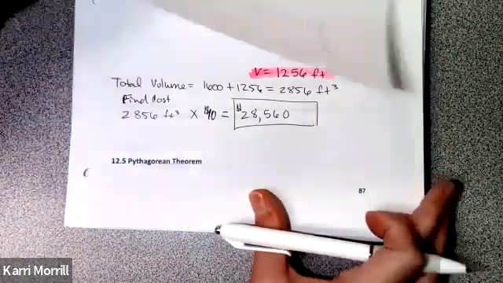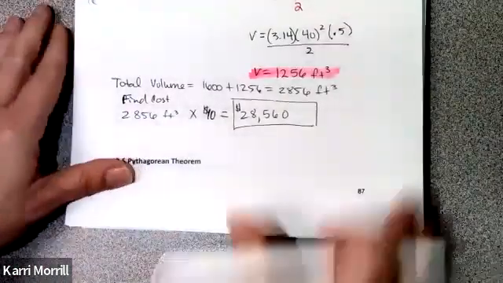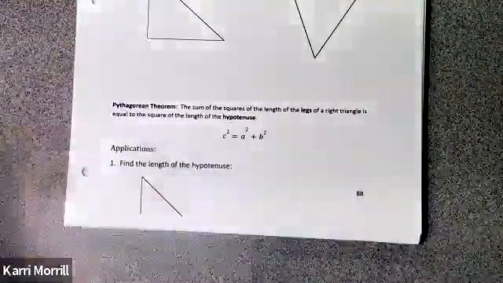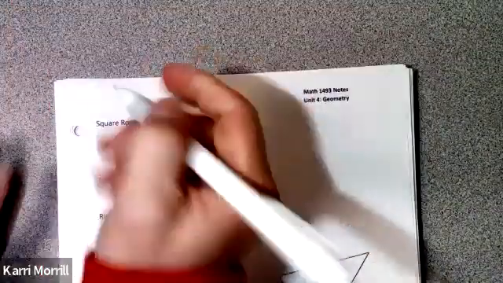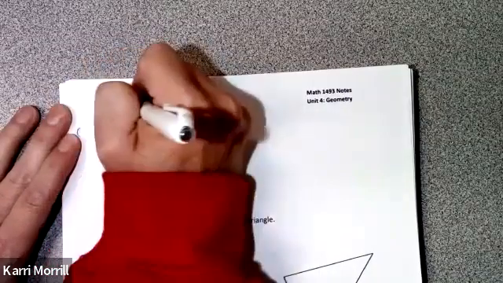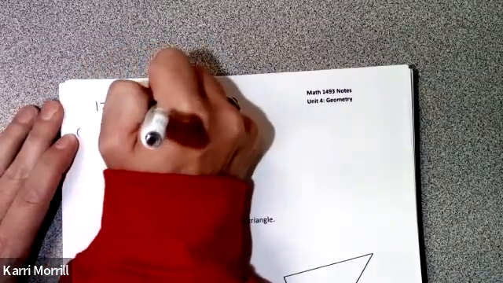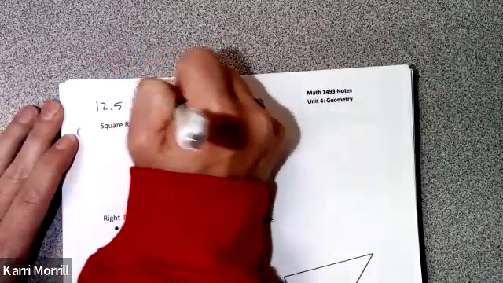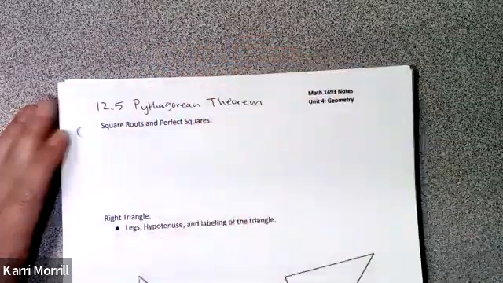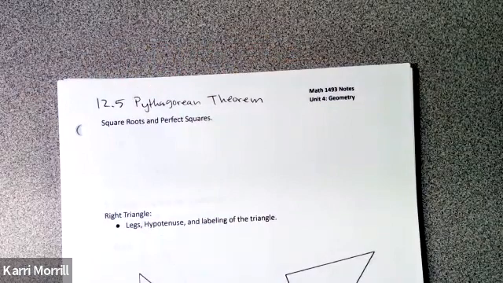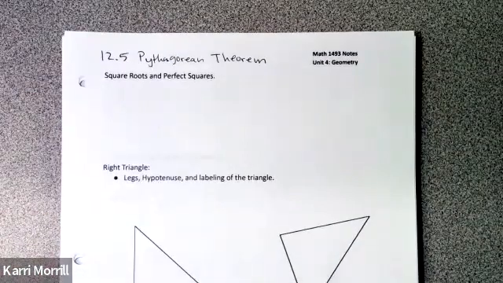So 12.5 is your Pythagorean theorem. My notes are kind of off, so I'm going to write it again on the top of the next page. So this is the start of 12.5 notes for your Pythagorean theorem. Something to understand before we get going with it is square roots and perfect square numbers, because we use that a lot in this unit.